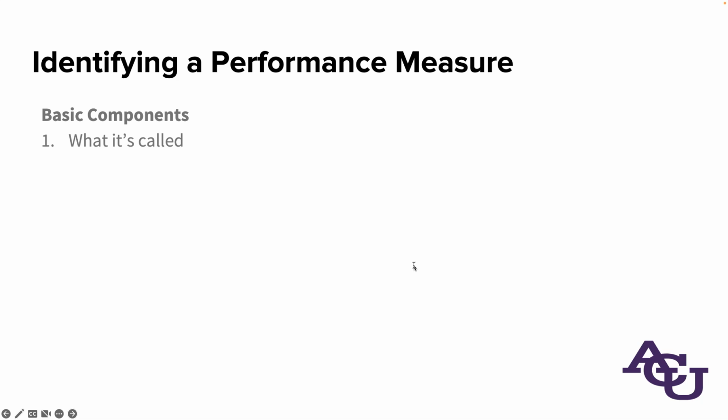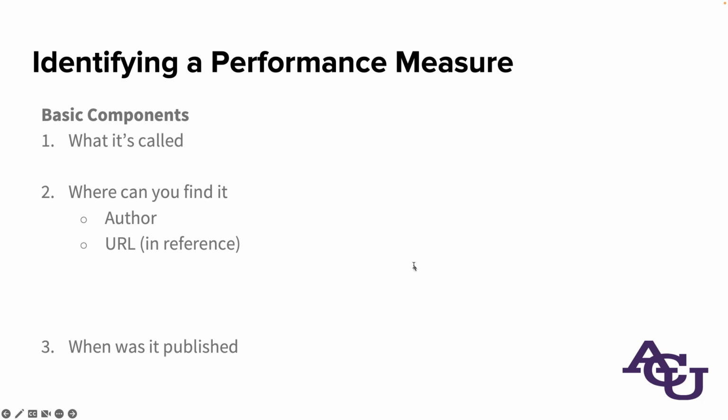So the basic components of identifying a performance measure are going to be, okay, what is it called? Where can you find it, which, this being APA style, we can distill down to the author information and the URL, and when it was published. 2 and 3 kind of go together. So the who wrote it or who created this version of it is going to be our author. The access information will almost always be a URL these days. When was it published? Well, there are some of these things that change. They're updated year to year.